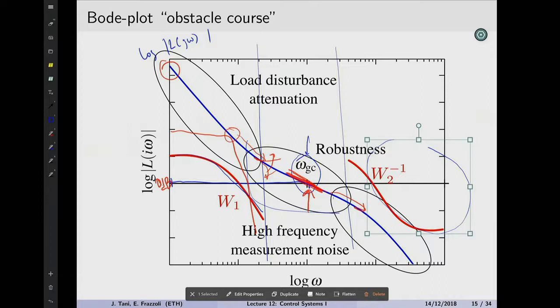Yes, sir. You just shift it upwards, right? So multiplying by a gain is nothing but translating this whole thing upwards. So now that we have an idea of what the obstacles of this game are, is it always good to just crank up the proportional gain?